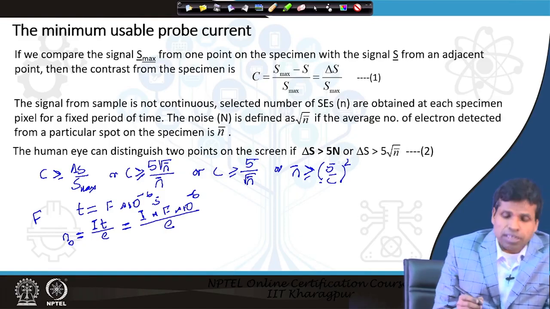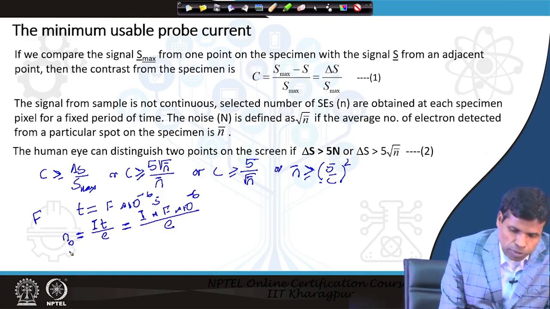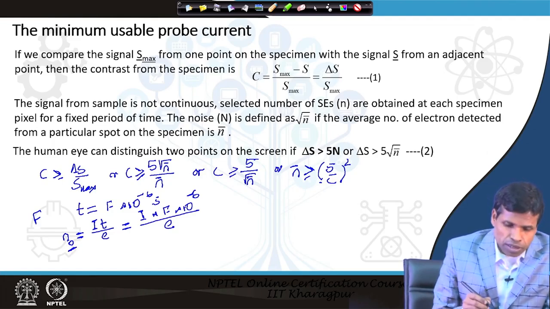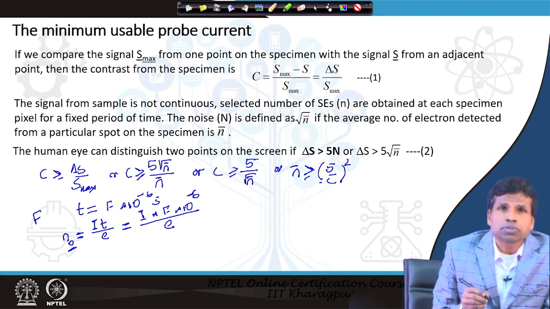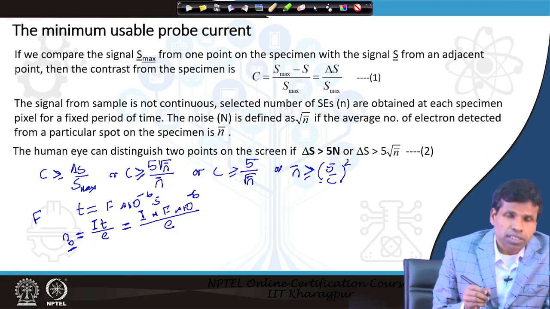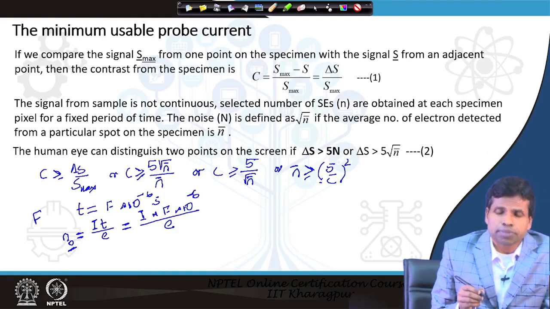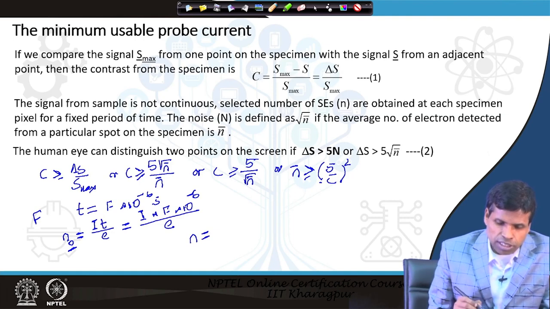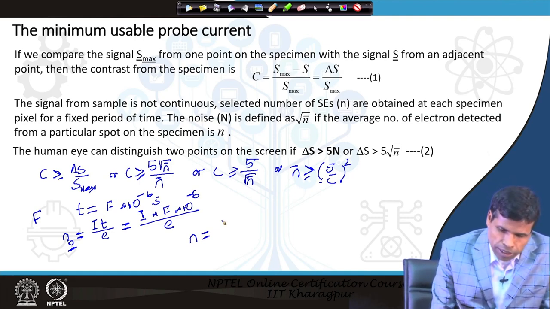This N0 is the number of electrons incident on the specimen, but it is not the actual number of secondary electrons generated from this specimen. Let us say the number of secondary electrons generated from this specimen is n. So, n will certainly be proportional to N0, along with a constant term.